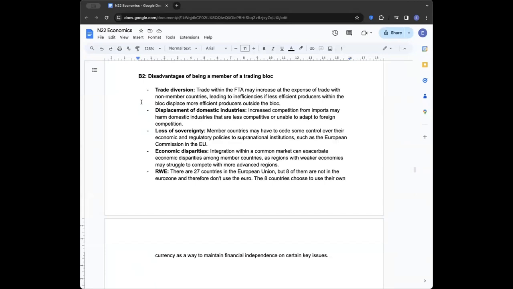So I can prove such disadvantages with a real-world example, which is about the EU member countries. There are 27 countries in the EU, but 8 of them are not in the Eurozone, which kind of proves the fact that there must be some disadvantages of being a Eurozone member, you know?